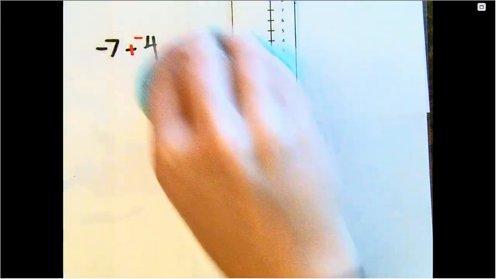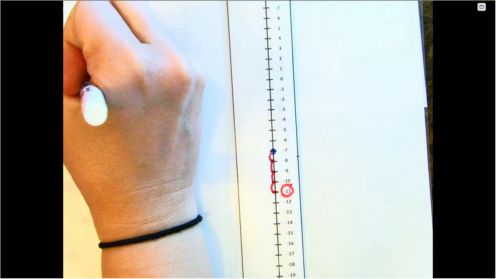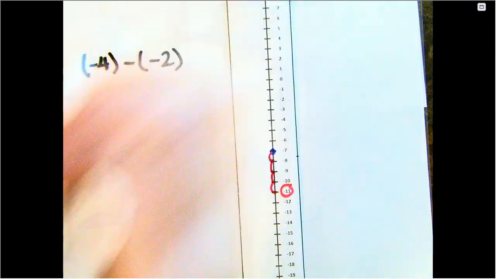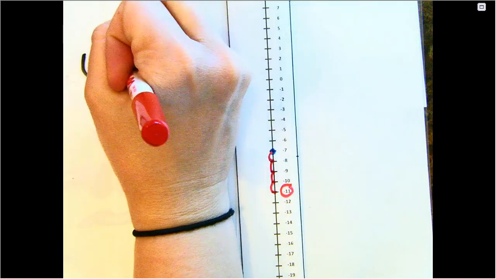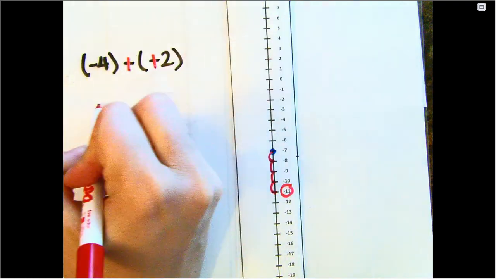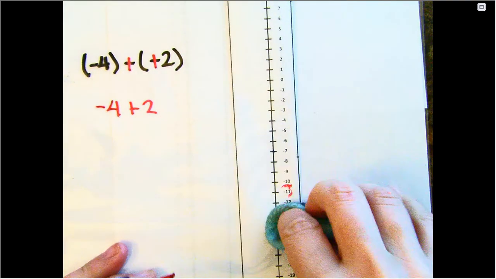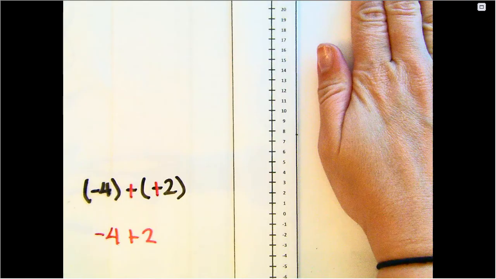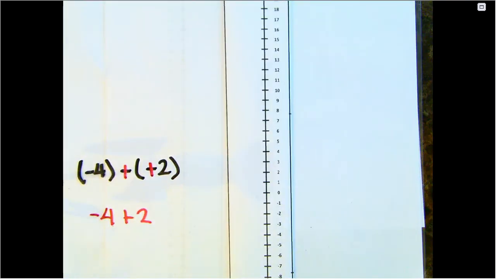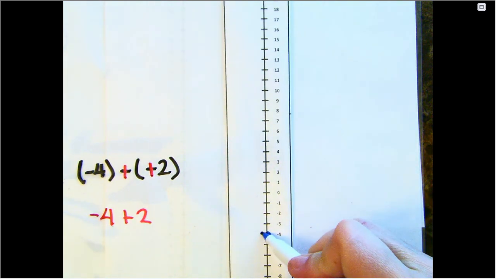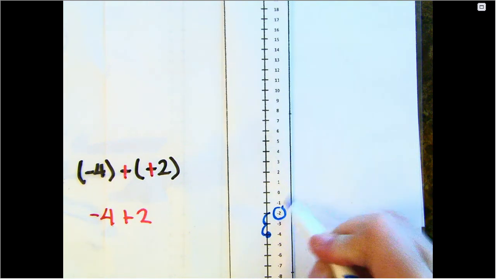The last one that I have in column A is negative 4 minus negative 2. If we think of subtraction as the same thing as adding the opposite, it's going to be negative 4 plus 2. So I'm going to start at negative 4 this time, and then I'm going to add 2 to that. Starting at negative 4 and adding 2, I'm going to go up 2. 1, 2. That puts me at negative 2.